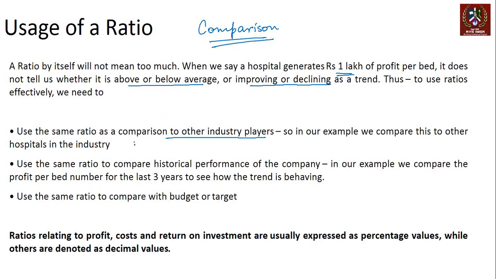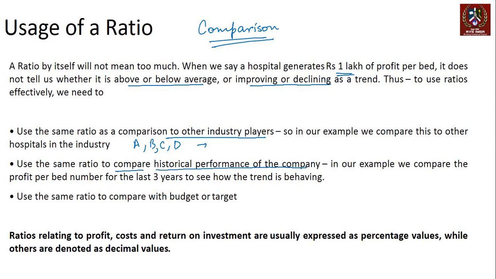So if there are hospitals A, B, C, and D, or in the context of India, if you have Apollo, Fortis, Wockhardt, and other hospitals, you try and calculate profit per bed for each of these hospitals, and then compare. Then you get a sense of whether it is better than the peers, worse than the peers, doing better than the average of the industry or not, right? You can use the same ratio also to compare historical performance of the company.